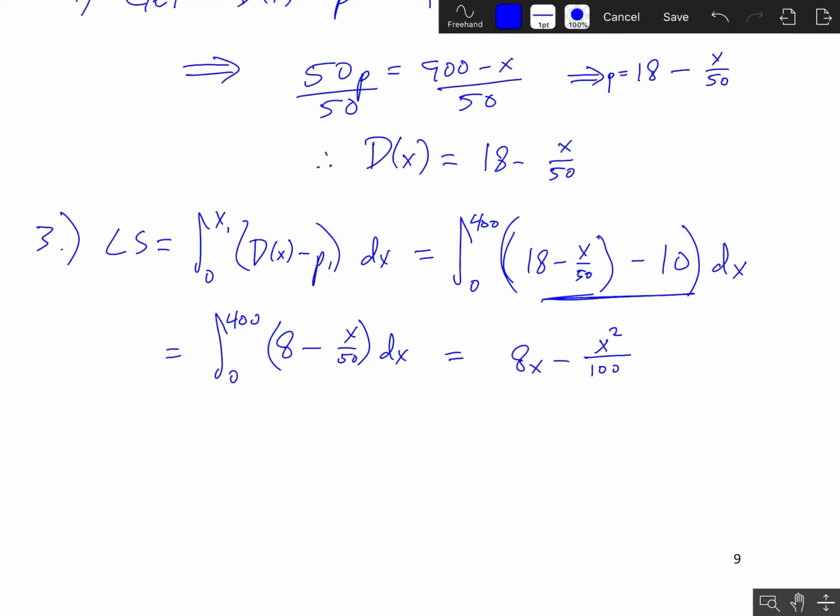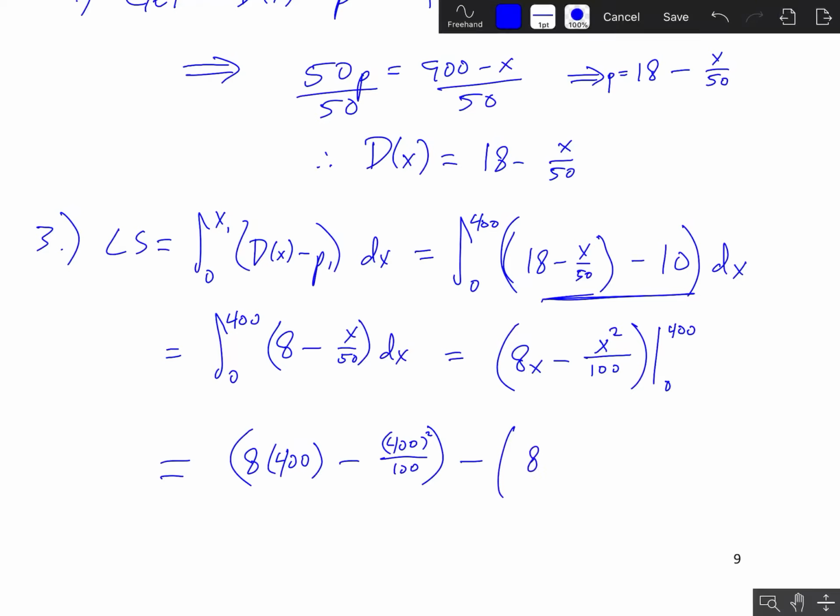So that's what we get. And now we need to evaluate from 0 to 400 in order to finish computing that definite integral. So if I plug in 400, I would get 8 times 400 minus 400 squared over 100. And then I need to subtract the evaluation at 0. Now, if you can just look at this and see that the evaluation at 0 is going to be 0, then that's totally fine. So notice if you plug in 0 into this, you'll just get 0.